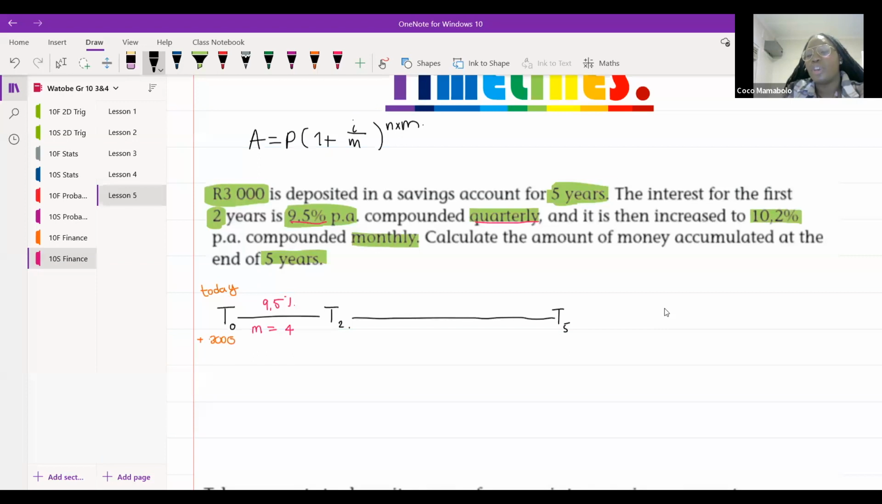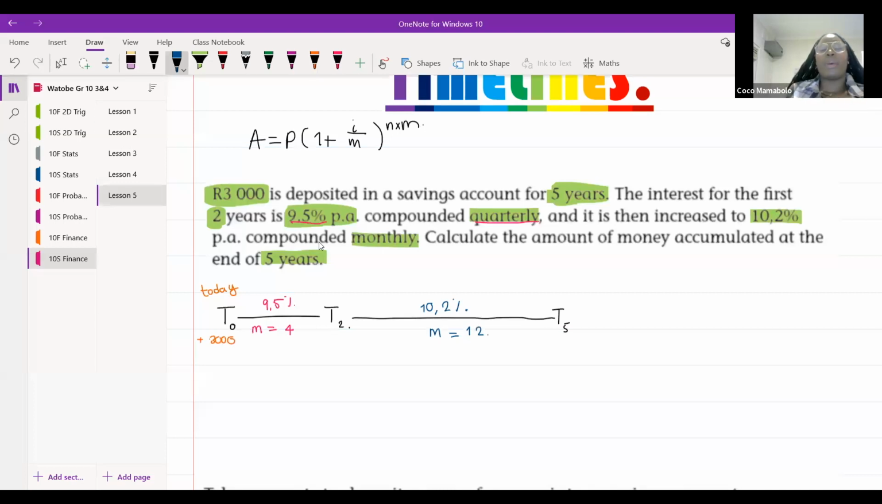Then what happens after year 2? What is our interest rate after year 2? What do we know about our interest rate after year 2? Read through the scenario, guys. Correct. It goes up to 10.2% per annum. However, how much is our M equal to? Yes, M is equal to 12.